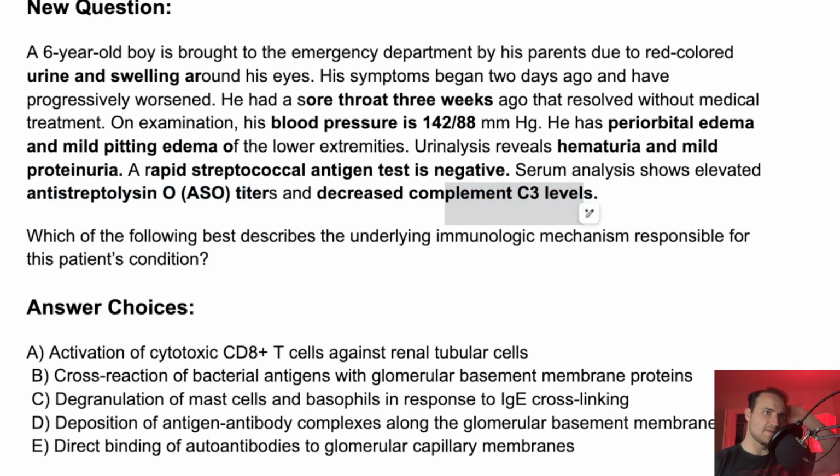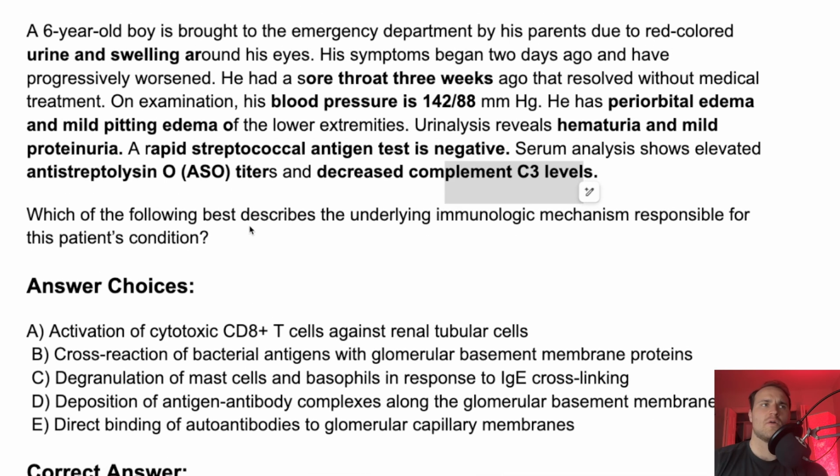Okay, so symptoms started like 3 weeks ago after a sore throat. So this is likely a streptococcal infection. And so what we're thinking of with hypertension, hematuria, and swelling is a nephritic syndrome. So hematuria and mild proteinuria would suggest that there's some glomerular inflammation and damage. And so when we're choosing between these, we have to realize which hypersensitivity reaction it's going to be. We have a low complement C3, and that suggests that complement consumption is occurring due to immune complex formation. And so all these things should make us think of post-streptococcal glomerulonephritis.